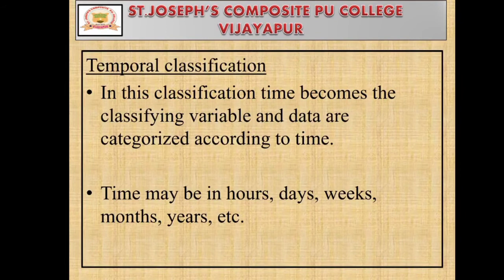Third one, temporal classification. In this classification, time becomes the classifying variable and data are categorized according to time. That means data or variables which are classified on the basis of time are called temporal classification. The time can be hours, days, weeks, months, years, etc. So this is temporal classification of data.